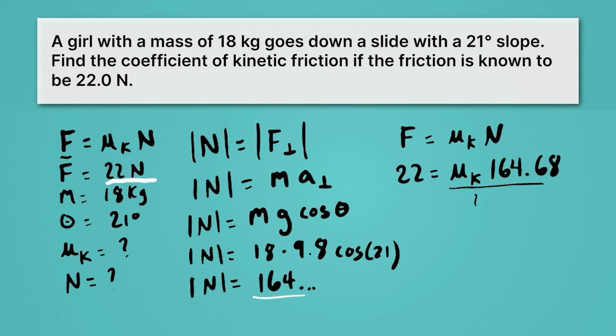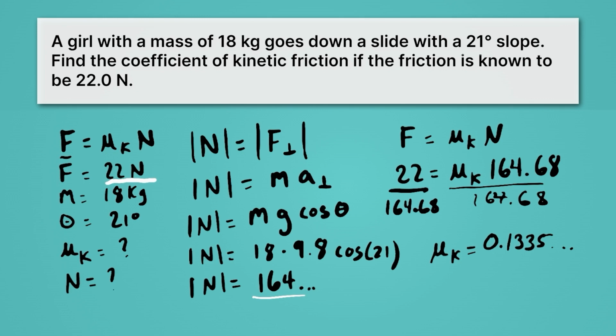So we'll divide both sides by the 164.68. Now, once we do that, we're going to get that mu k is equal to 22 divided by 164.68. That gives us 0.1335 and a bunch of other decimals. How many sig figs do we have? Well, just like in the last problem, our force and our mass and our angle all have 2 sig figs, and so we'll round that to 2 sig figs, which would be 0.13. And remember, the coefficient of kinetic friction is unitless. So that would be the coefficient of kinetic friction on this girl traveling down the slide.